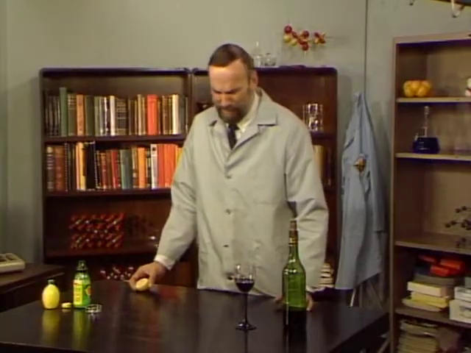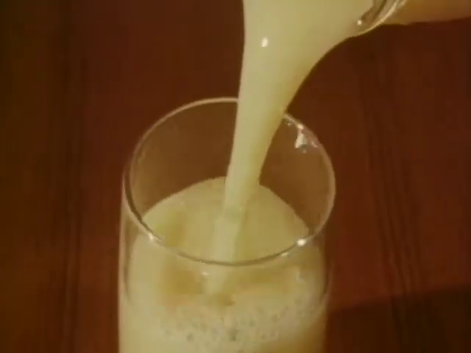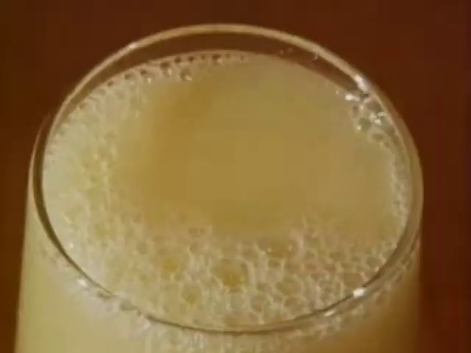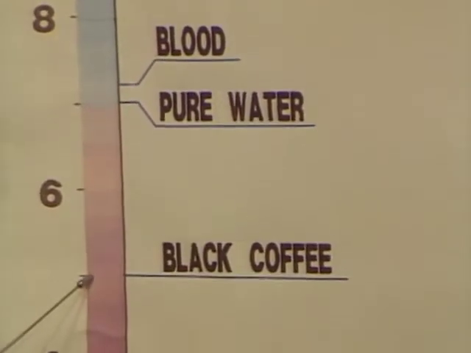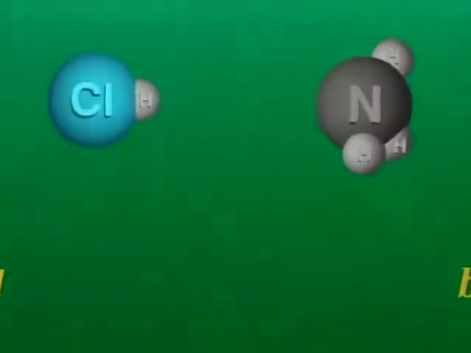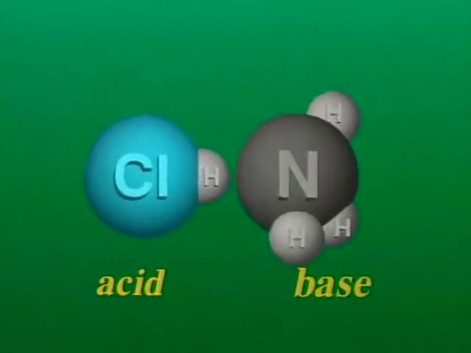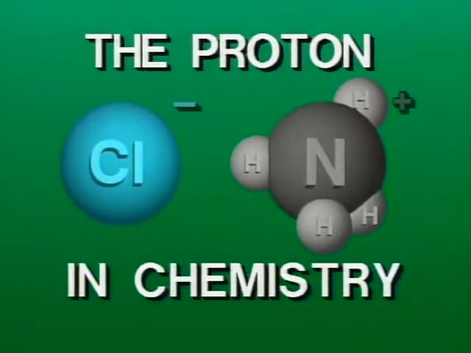Acid stomach, acid rain, acid in your drink. How to measure the relative strengths of acids and bases. In 1909, Søren Sørensen, employed by a Danish brewery to measure normal acidity in beer, invented the pH scale. What is pH? And what in the first place are acids and bases? To find out, we must uncover the vital role of the proton in chemistry.